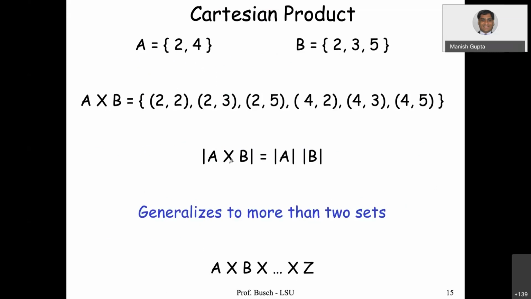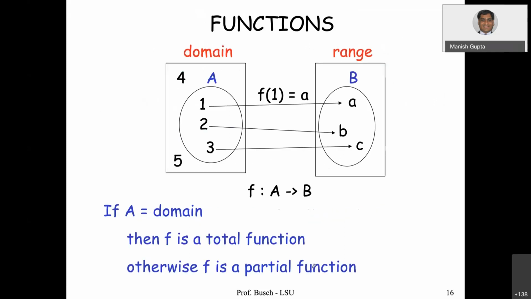So the cardinality of A cross B is the cardinality of A times the cardinality of B. The number of elements in A cross B is the same as the number of elements in A times the number of elements in B. We can generalize this to a higher number of sets, right? A cross B cross C, up to Z, whatever, it is possible.